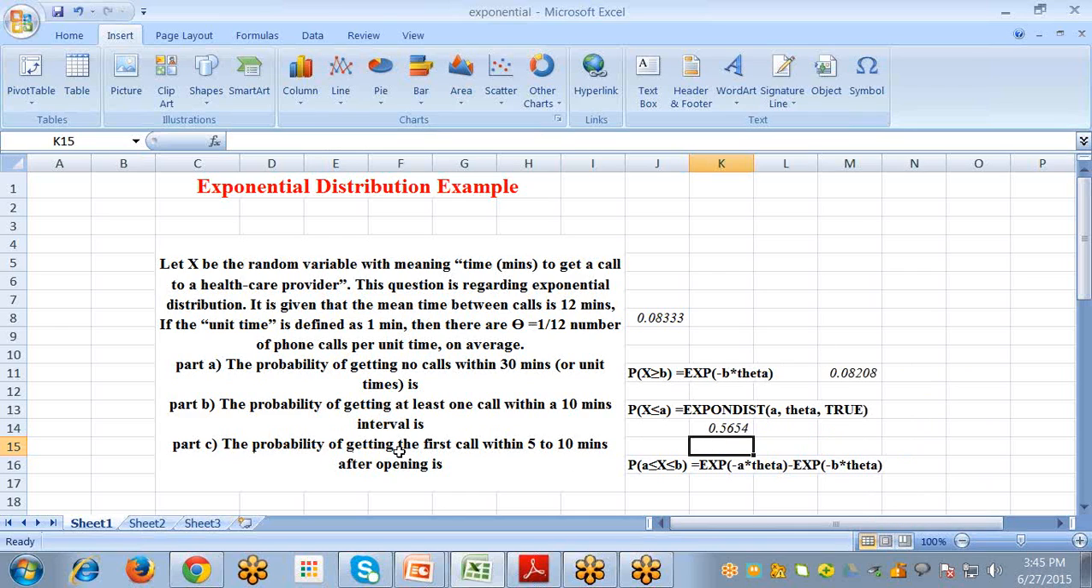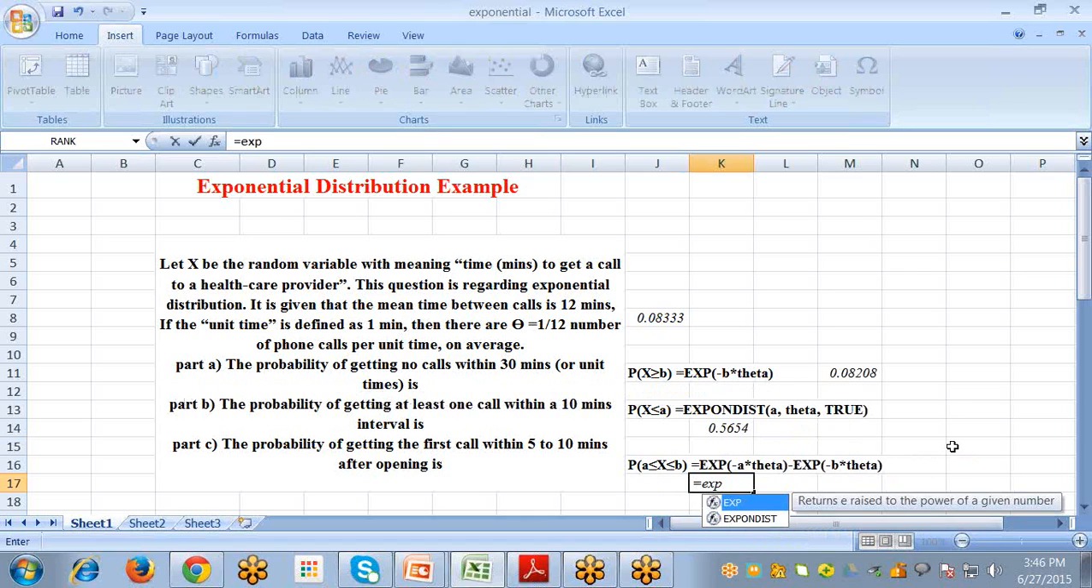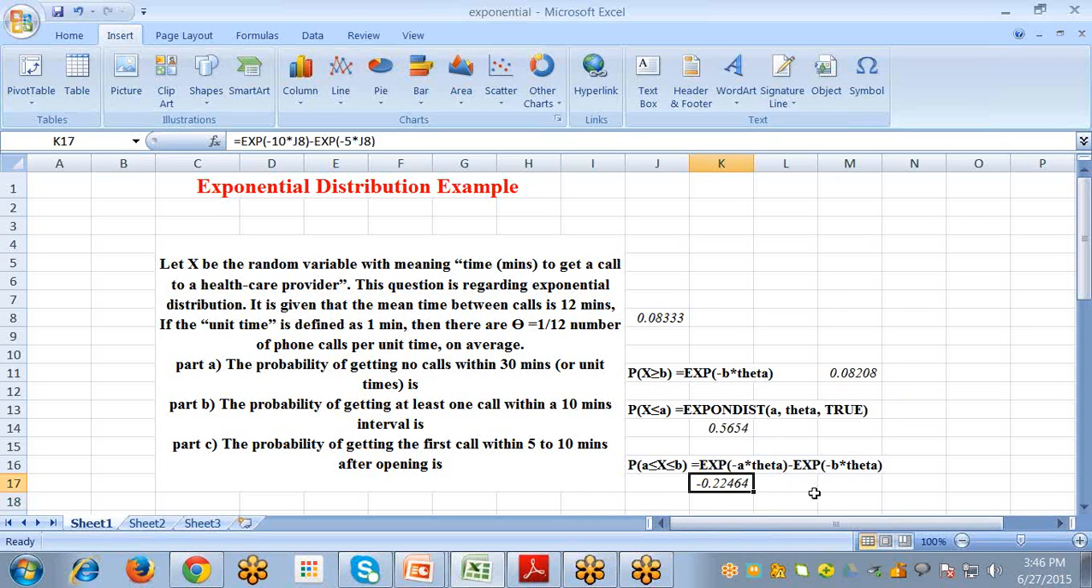And then the last question is the probability of getting the first call within 5 to 10 minutes. So the value of x lies between 5 and 10. So this function is used to calculate the exponential distribution. Select the cell, select the function EXP, and minus a. So we calculate from bigger value to lower value. So a will be 10 into lambda, and then minus EXP, b will be 5 into lambda, and then enter. So this will be the output.